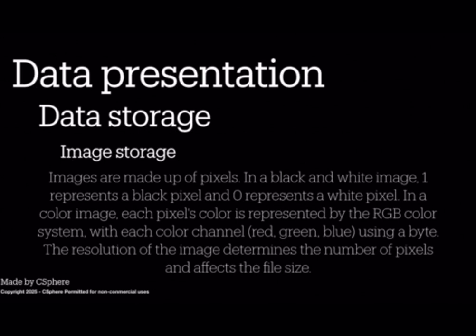Other than this, we also have image storage, where we know images are made up of pixels. In a black and white image, 1 represents a black pixel and 0 represents a white pixel. In a color image, each pixel's color is represented by the RGB color system, with each color channel, red, green, and blue, using a byte. The resolution of the image determines the number of pixels and affects the file size.